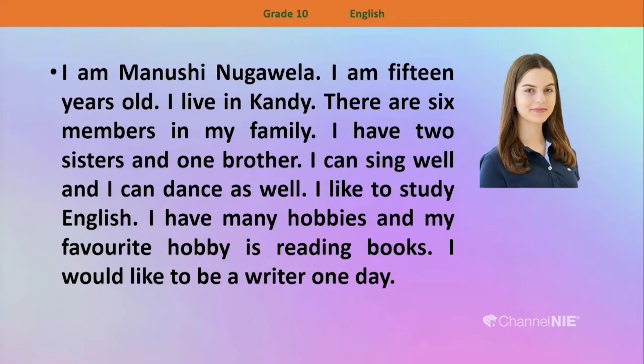I am Manushi Nugavela. I am 15 years old. I live in Kandy. There are 6 members in my family. I have 2 sisters and 1 brother. I can sing well and I can dance as well. I like to study English. I have many hobbies and my favorite hobby is reading books. I would like to be a writer one day.